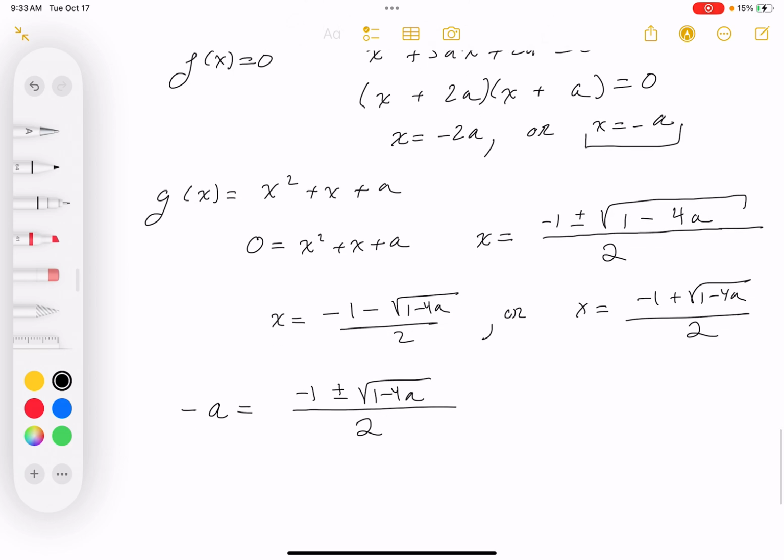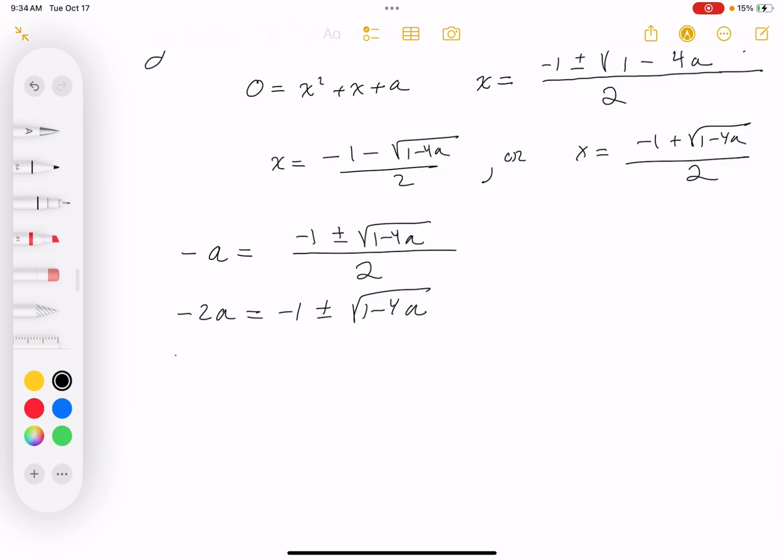Oh boy, what am I going to do here? I'm going to multiply both sides by 2. So you get minus 2a equals minus 1 plus or minus the root of 1 minus 4a. I'm going to add 1 to both sides, and get 1 minus 2a equals plus or minus the root of 1 minus 4a. Let's take a look at that. I guess I could square both sides, right? It's relatively simple to do. Let's write this down. So you get 1 minus 4a plus 4a squared.